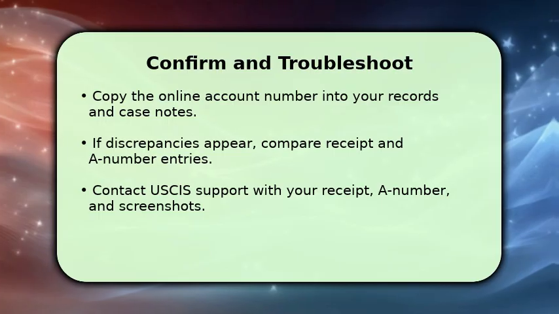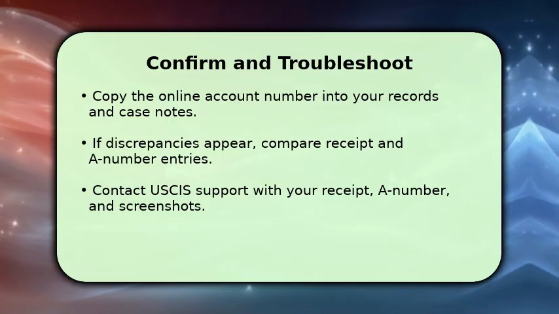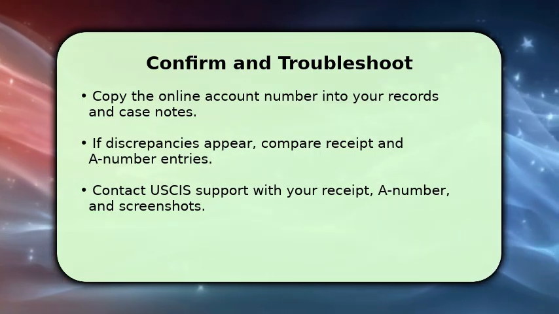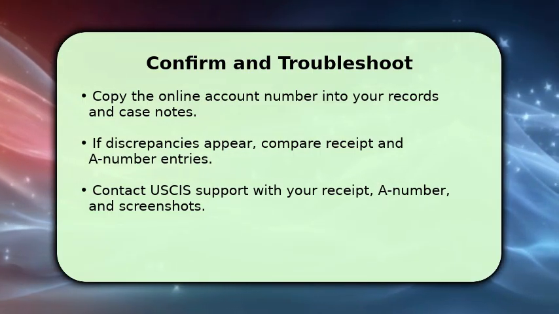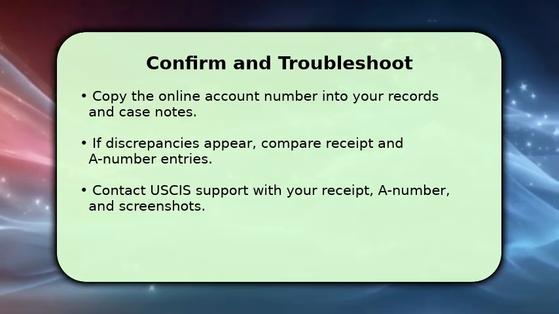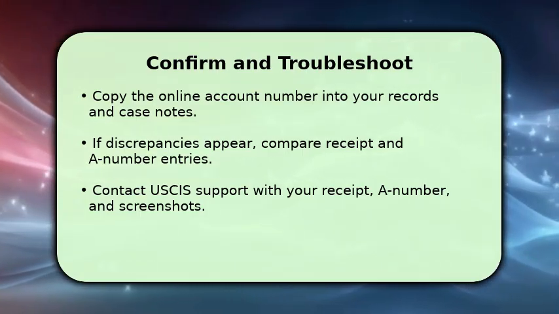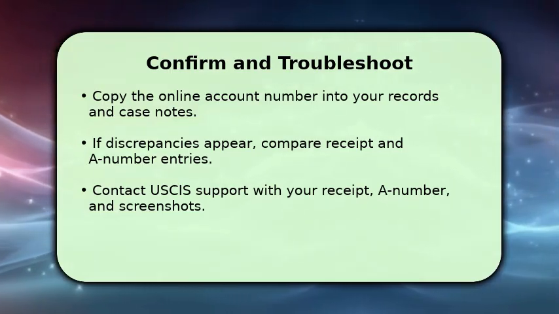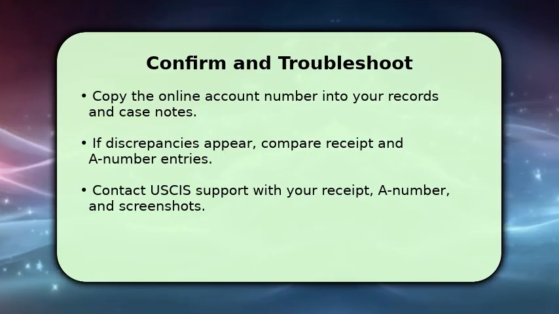If the account number isn't listed or fields differ, clear cache, try another browser, and recheck account links. Make sure your account email and security settings are current. If problems persist, gather screenshots, receipt numbers, and A number, then contact USCIS online support or call for help. Providing exact identifiers speeds resolution.